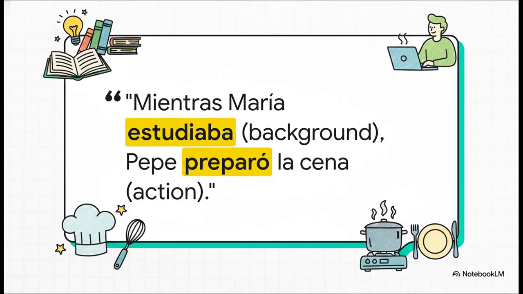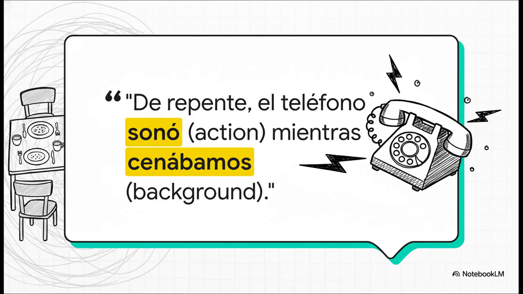Let's look at it in a sentence. What's the background scene here? Well, María estudiaba. She was studying. That's our ongoing imperfect. And then what's the specific action that happened? Pepe preparó la cena. Pepe prepared dinner. Boom, the action is done. See how they work together? Let's do one more. What were we doing? Cenábamos, we were eating dinner. That's our ongoing background scene. Then what happened? De repente, suddenly, the phone sonó. It rang. It was a single finished action that interrupted the background. That's the magic right there.